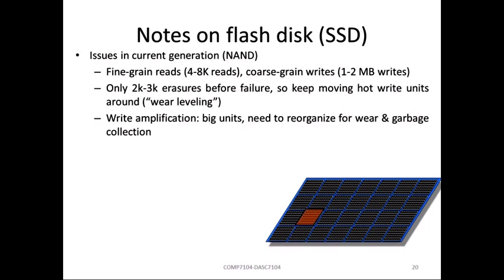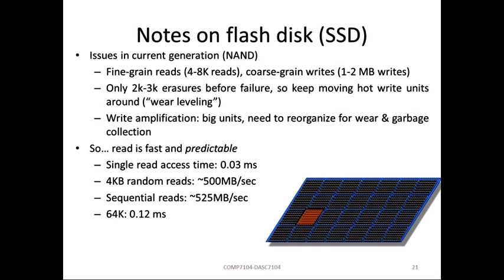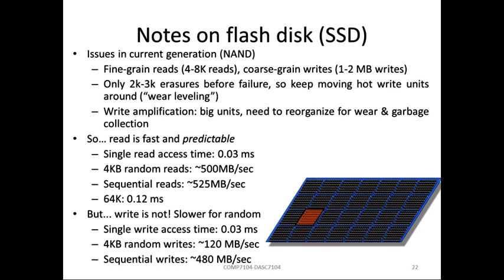So this is what is called wear leveling, the strategy to deal with the fact that after only a few thousand erasures, such a write memory unit will become dead space. And this leads to write amplification. Writing will be much slower than reading, because when writing we may actually have to move data around in order to deal with this phenomenon. So reading overall is fast and predictable. For instance, we could read at a latency of 0.03 milliseconds, while writing is not that fast.